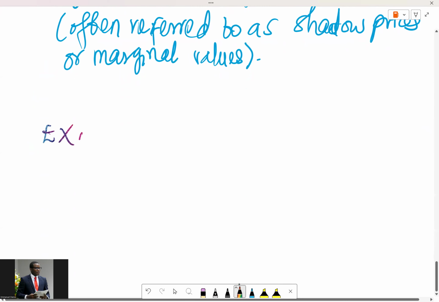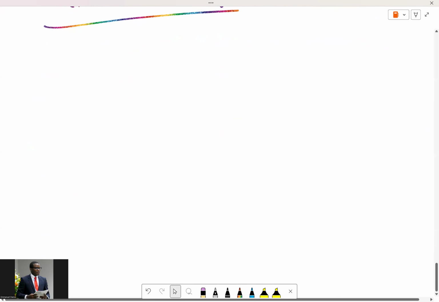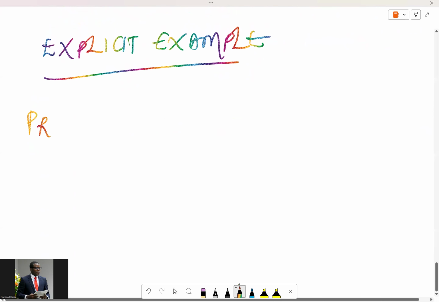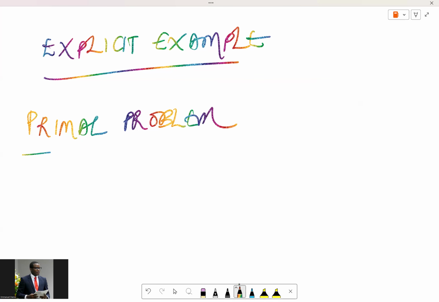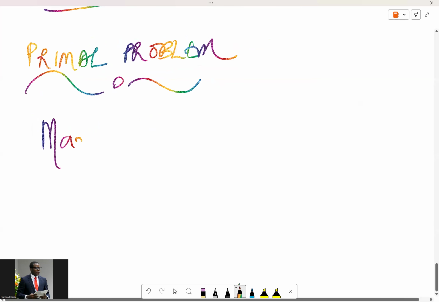So let's imagine we have this explicit example, instead of the matrix form now. Let me use the usual form we've always been used to. Imagine this primal problem, for instance. And so you have the primal problem, which is usually meant to be maximization, right?